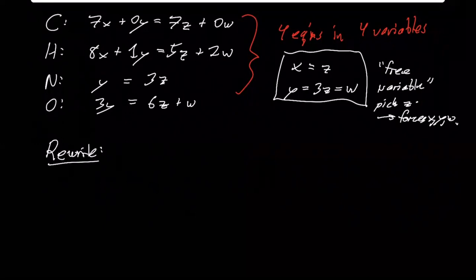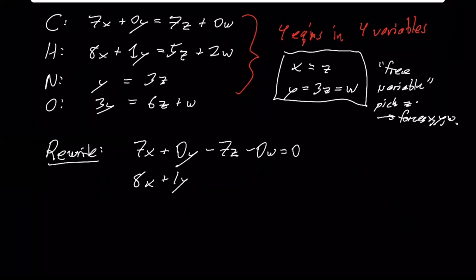So I could write the first equation as 7x plus 0y minus 7z minus 0w equals 0. Somehow that does not look like a 0. Okay, the second equation, if I'm going to rewrite it, if I move everything to one side, 8x plus 1y minus 5z minus 2w equals 0.